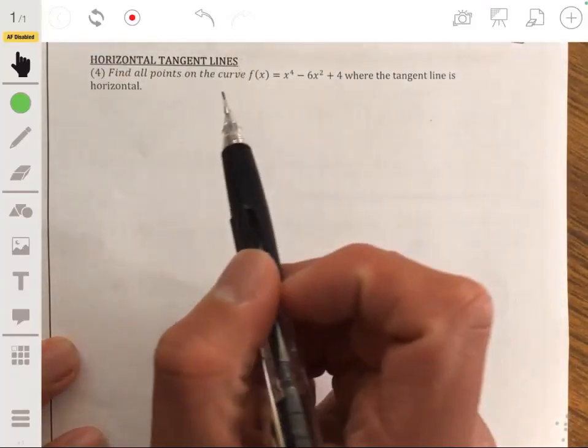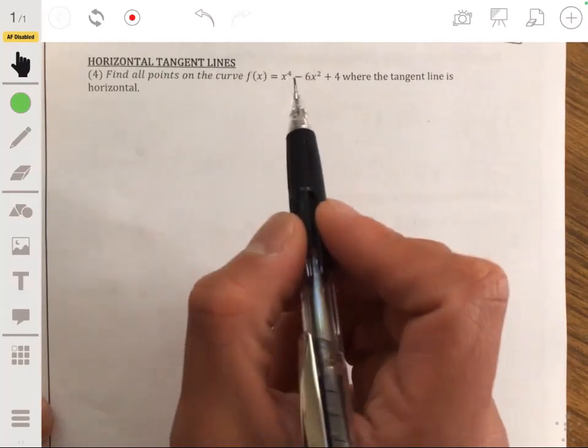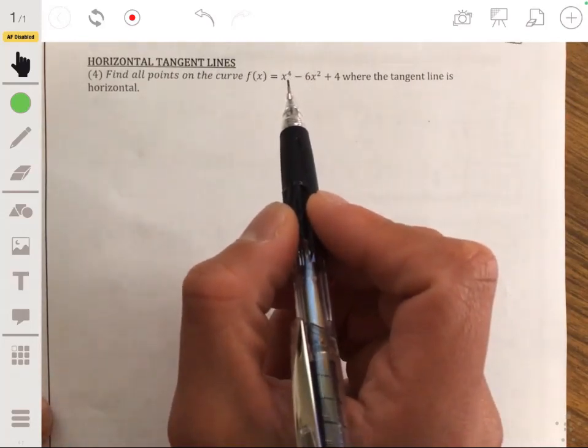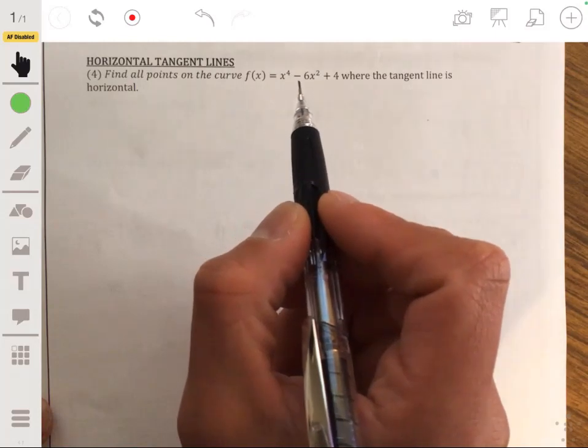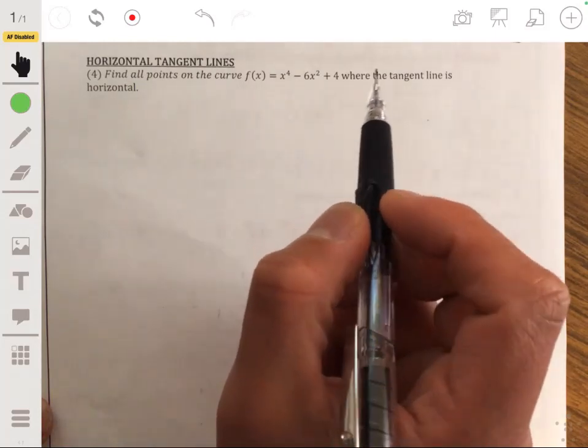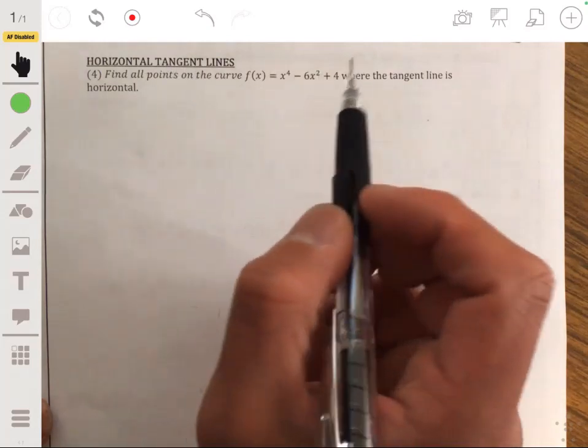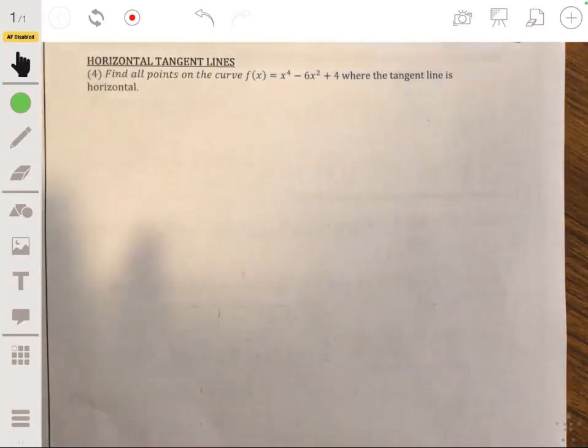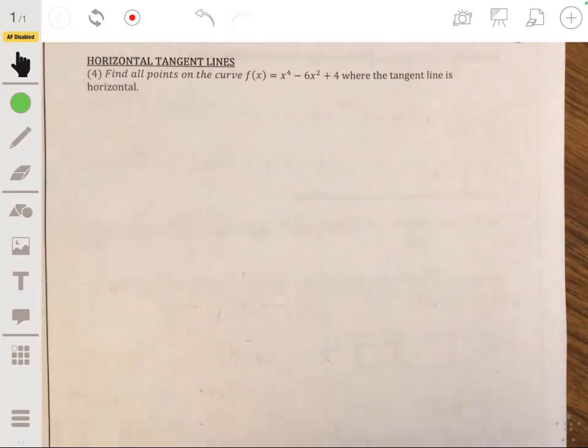All right, so here we're going to need to find all the points on the curve of f of x equal to x to the fourth minus 6x squared plus 4, where the tangent line is horizontal. Essentially, the idea is to find where there are horizontal tangent lines to this function, and we do that by finding where the derivative is equal to 0. So we find the equation for the derivative and solve for the zeros of it.